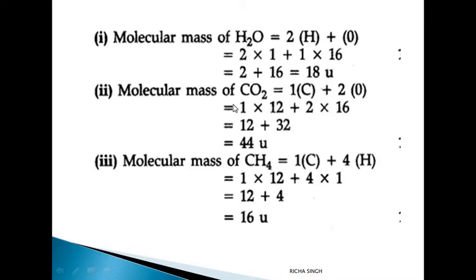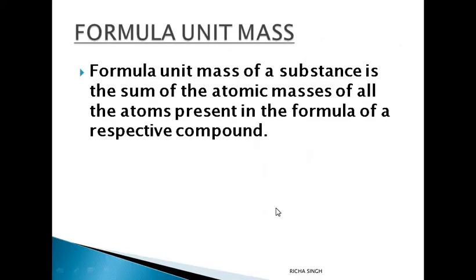Similarly, molecular mass of carbon dioxide: 1 atom of carbon and 2 atoms of oxygen. So 1 into 12 plus 2 into 16 comes out to be 44 u. In the same way, the molecular mass of methane, that is CH4, has 1 carbon atom and 4 hydrogen atoms. So it will be expanded as 1 into 12 plus 4 into 1, that is 16 u.